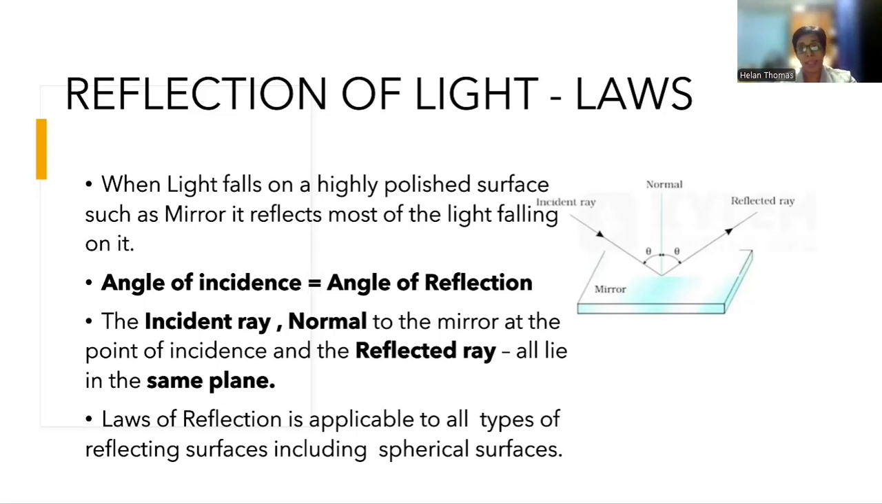If theta is the angle which the incident ray makes with the normal, the same angle theta will be made between the normal and the reflected ray, and the light ray will be reflected at that particular angle. So all these three, the incident ray, the normal to the mirror at the point of incidence, and the reflected ray, will lie in the same plane, and the angle of reflection and the angle of incidence are the same. These are the two laws, and they are applicable to all types of reflecting surfaces, including mirrors.